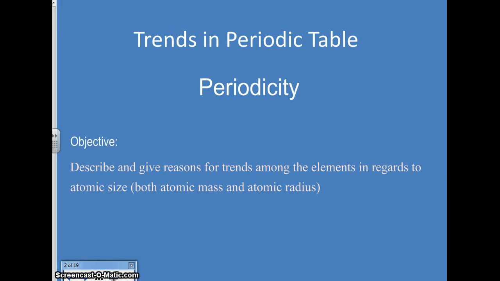This video lecture is meant to teach you about the periodic table, specifically the patterns or the trends in the periodic table. Sometimes this is referred to as periodicity, the trends and the patterns that emerge. The objective that we will be covering in the context of this lecture is from your objective sheet. It says to describe and give reasons for trends among the elements in regards to atomic size. And when we say atomic size, I am referring to both atomic mass and atomic radius. So how heavy and how much space they occupy.